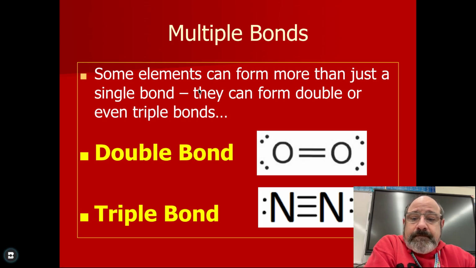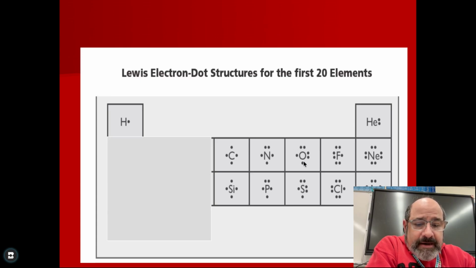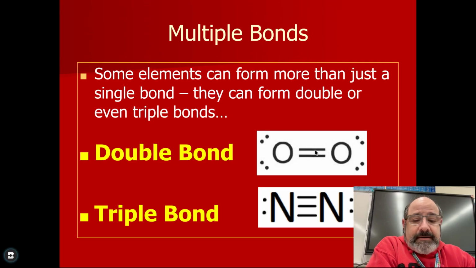Now, sometimes elements can form not just a single bond, they can form a double bond. So here's the oxygen, and if you remember the Lewis dots for oxygen, go back. 2 pairs, 2 lone electrons. These 2 lone electrons can bond with another oxygen in these 2 places at the same time, which makes a double bond. So we have 2, 4, 6, 8 electrons around this oxygen and 8 around this oxygen, and it forms a double bond to get the 8 electrons.